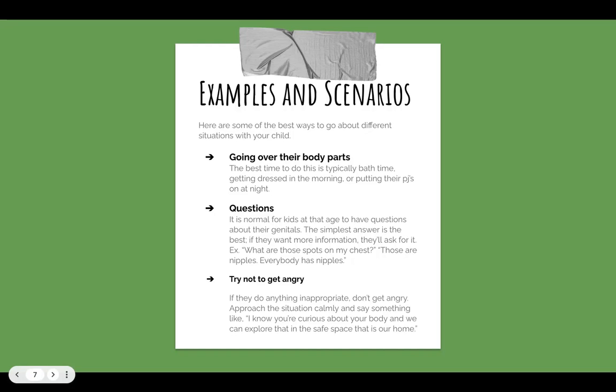An example is, what are those spots on my chest? Those are nipples. Everybody has nipples. If they do anything inappropriate, don't get angry. Approach the situation calmly and say something like, "I know you're curious about your body, and we can explore that in a safe place that is our home."